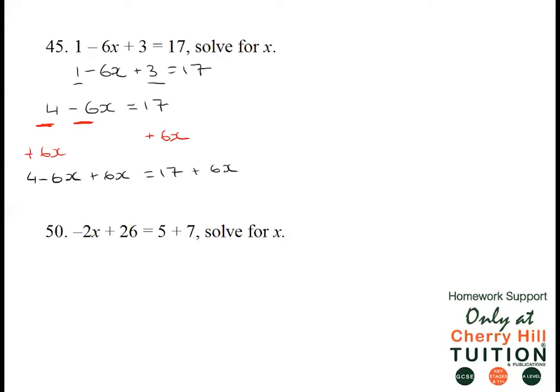Now on the left-hand side, minus 6x plus 6x gives us 0, so we just have 4. And on the right-hand side, we have 17 plus 6x. Okay, so now let's get rid of this 17 by doing the opposite. The opposite of plus 17 is minus 17. So let's minus 17 on both sides.